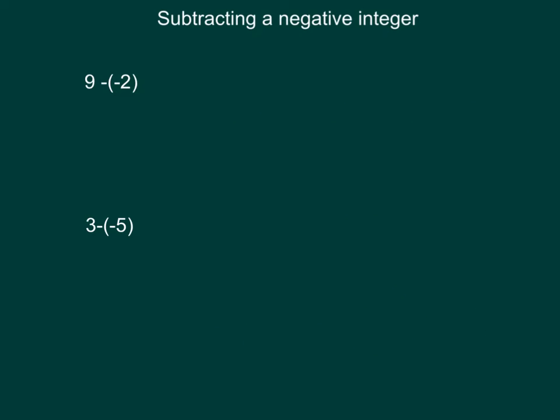We can also subtract a negative integer, and if you revert back to the song that you learned in the previous video about same signs, add and keep, different signs, subtract, that comes into play when we're looking at subtracting. But here, you see that you have two negative signs next to each other. What you want to picture here is that you actually now have a plus sign.